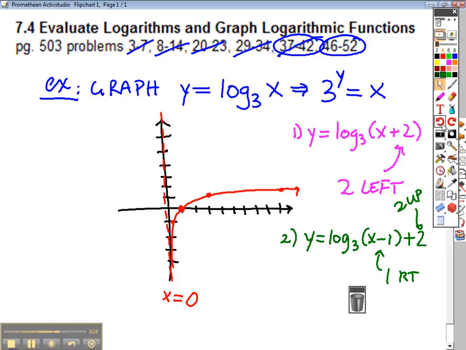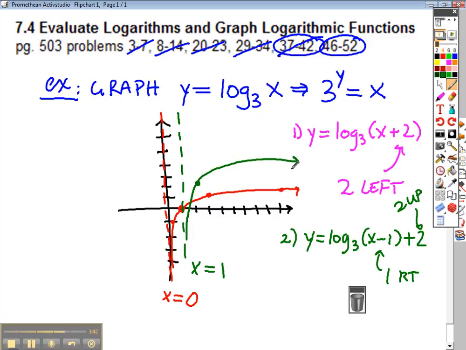So let's just graph it. So I'm going to move it over 1 to the right and 2 up. So I'm going to move the asymptote first. The asymptote is going to move 1 to the right. So it's now x equal to 1. Okay, and moving it up doesn't really do anything. So I'll move this point here 1 to the right and 2 up. It's going to go like this, so the graph should look like it's shifted over a little bit, like that.